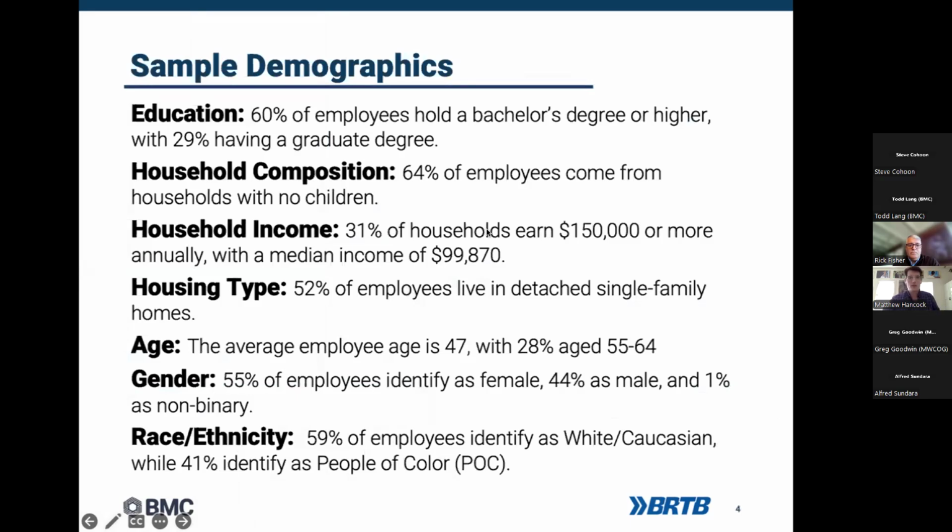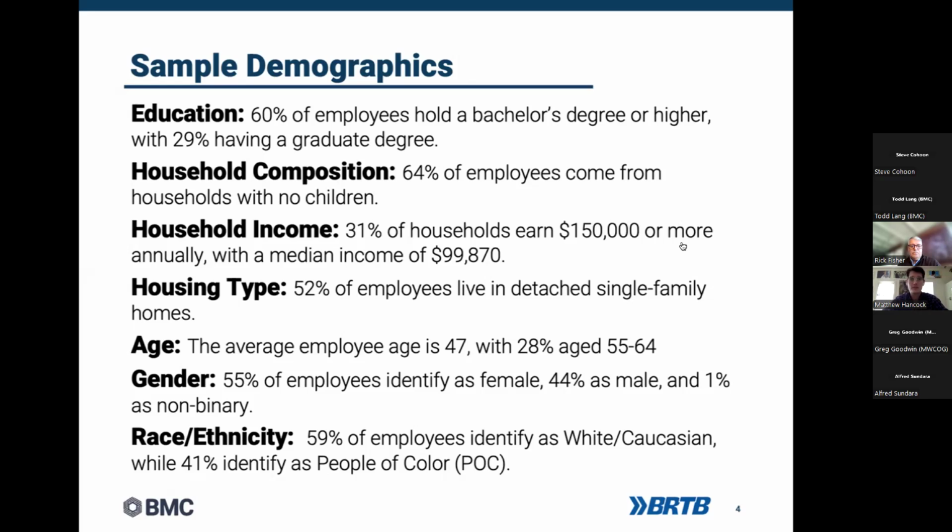For our sample demographics, what we're looking at is that 60% hold a bachelor's degree or higher, with about 29% having a graduate degree. So right up front, we're seeing that the persons who were surveyed are highly educated and are within a specific income or economic bracket. Household composition is 64% of employees have households with no children. So again, not directly representational.